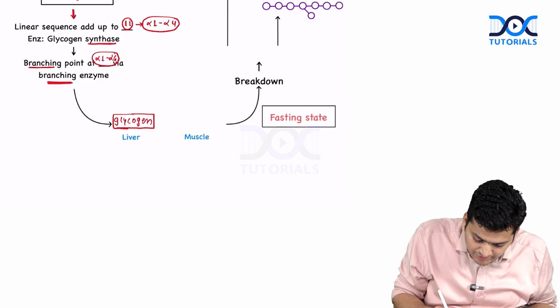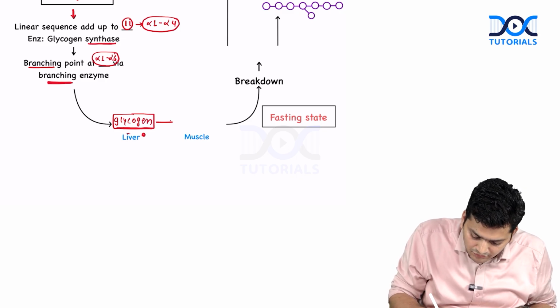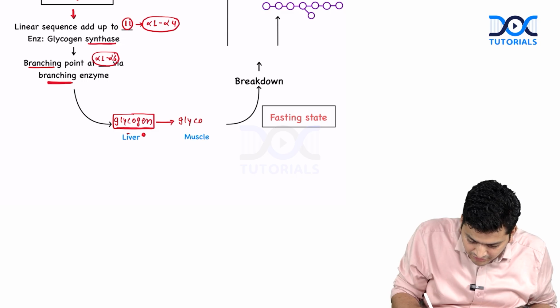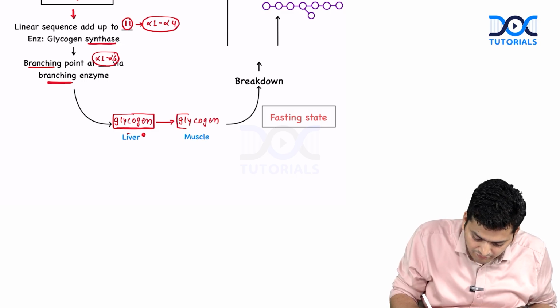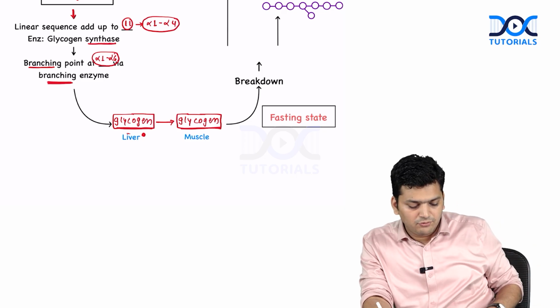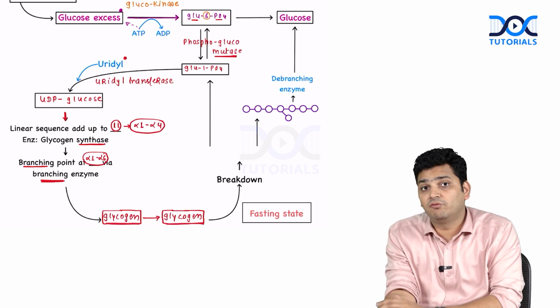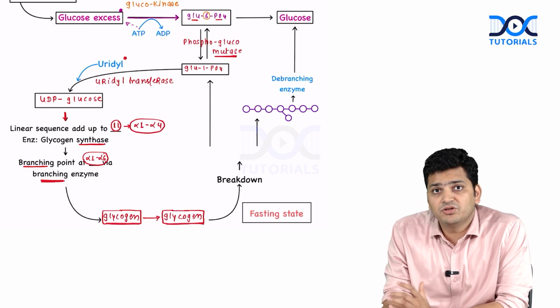And this glycogen will be synthesized in the liver and stored in the liver, and some part of the glycogen then will be shifted towards the muscle also, because the muscle also requires more energy in the fasting state. So this is how the glycogen synthesis happens. This is the pathway of glycogen synthesis. This is called glycogenesis.